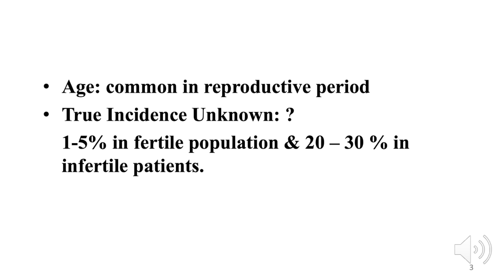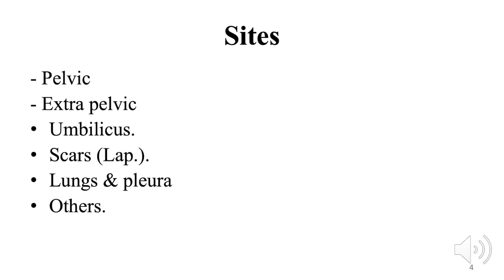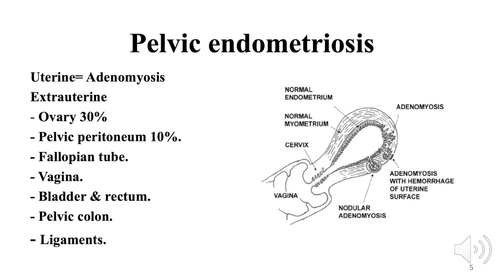Endometriosis is a common problem of women during their reproductive period. The true incidence of endometriosis is not known, however it affects 1 to 5% of women in the fertile population, and in infertility it is seen that it affects 20 to 30% of women. Endometriosis can be pelvic, that is, it can present in the abdominal cavity around the uterus, or it can be extrapelvic, that is, it can affect the umbilicus and different scars, such as the scar of laparoscopy or of cesarean section. The endometrial tissue can also reach the lungs and pleura, and other distant sites have also been seen to be affected.